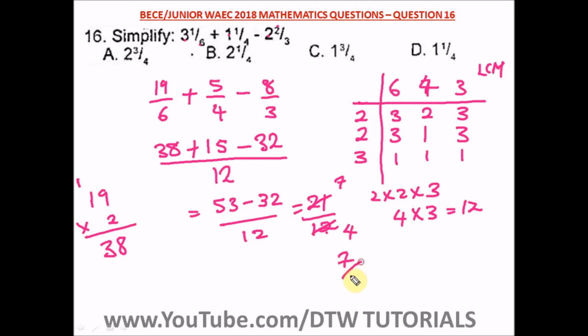4 times. So we have 7 over 4. So let's convert this now to what? Mixed fraction. How many times would 4 go in 7? It will go just 1 time. So we have one whole number, and what is our remainder? That is 7 minus 4, which will give us what? 3 over 4. So this is our answer, and our right option here is option C.